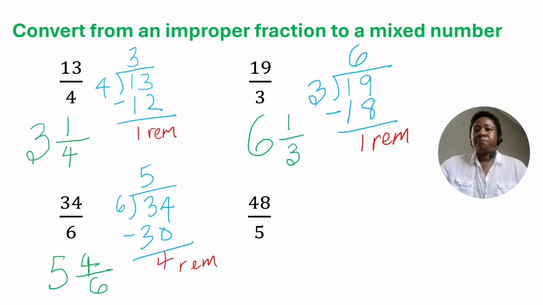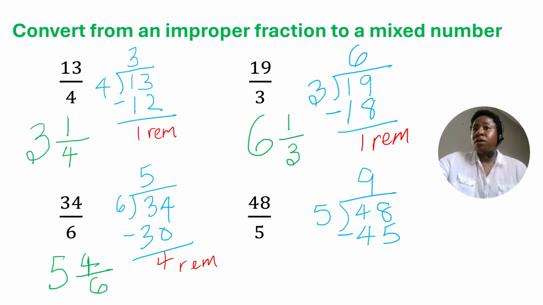48 over 5. We want to see how many times can we get 5 from 48. We know that 5 times 9 is 45. 5 times 10 is 50. If we did 50, we'll be going over. So we're going to say 9 times. 9 times 5, 45. 48 minus 45, 3. 3 remains.